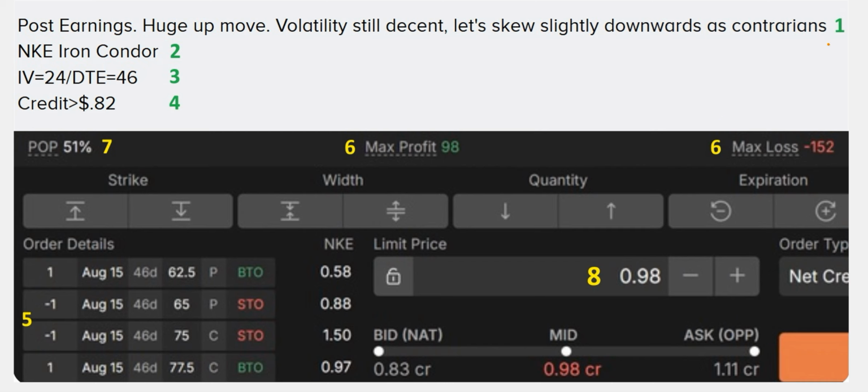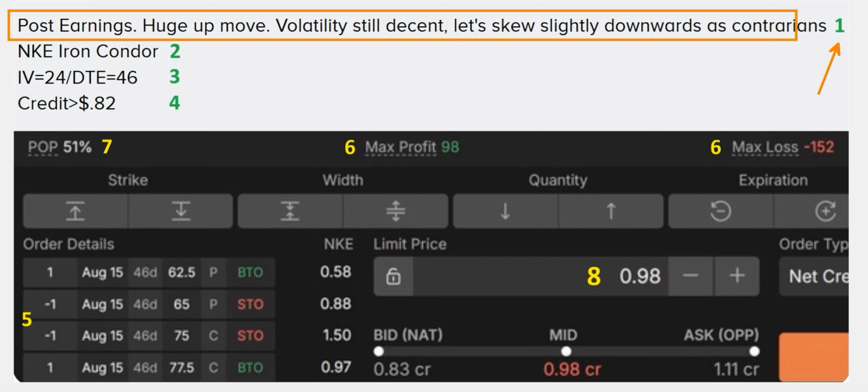So we'll start over here at number 1. And this is an explanation of the trade I'm making, why I'm making it, and a couple of details about it. So in this case, I'm basically saying it's after earnings, there's been a huge up move, volatility is still pretty high, and because it's gone upwards quite a bit, I'm going to skew this thing slightly downwards as a contrarian, meaning I'm expecting it to go down. So all that is contained in the explanation up top in number 1.